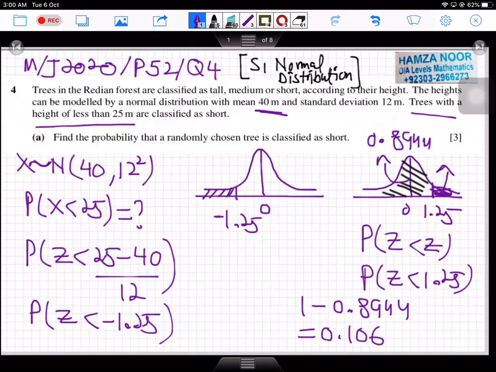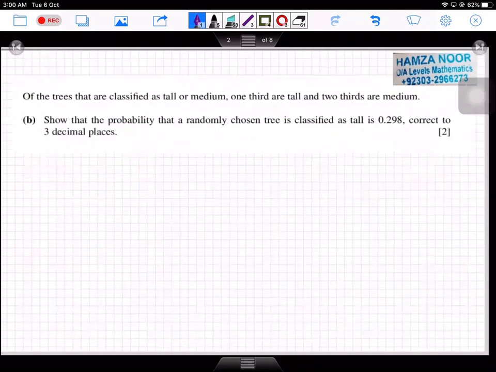Let's come on to part B. Part B is saying that of the trees that are classified as tall or medium, 1/3 are tall and 2/3 are medium. Show that the probability that a randomly chosen tree is classified as tall is 0.298, correct to 3 decimal places.